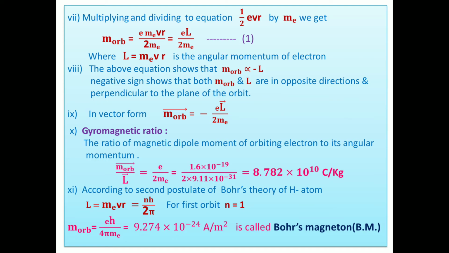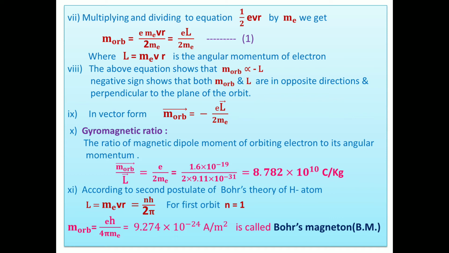Thereafter, multiplying and dividing this equation by me, where me means the mass of the electron, we get the orbital magnetic dipole moment of the electron equals e me v r upon 2 me. We know that me v r means mass, velocity and radius, and this product is called the angular momentum. So you can write here e L upon 2 me.